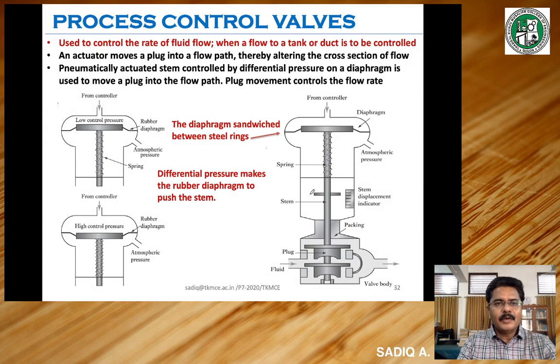Now let us see about process control valves. Process control valves are used to control the rate of fluid flow when a flow to a tank or a duct is to be controlled. It is an actuator that moves a plug into a flow path, thereby altering the cross section of the flow. Pneumatically actuated stems are controlled by differential pressure on a diaphragm, which is used to move a plug into a flow path. The plug movement controls the flow rate.